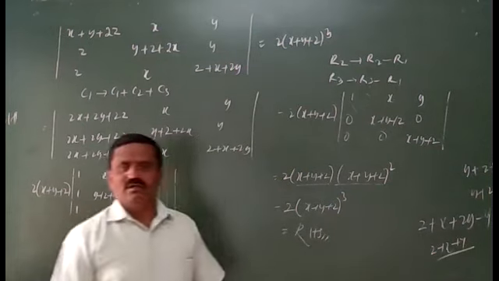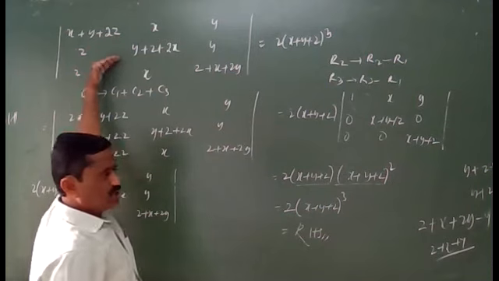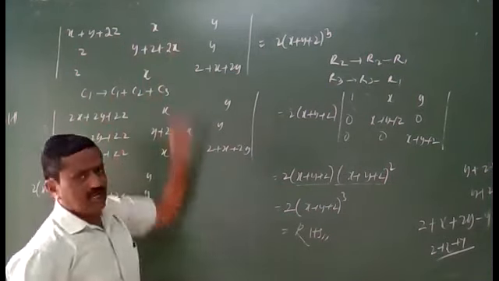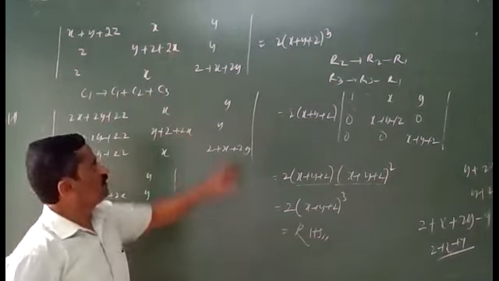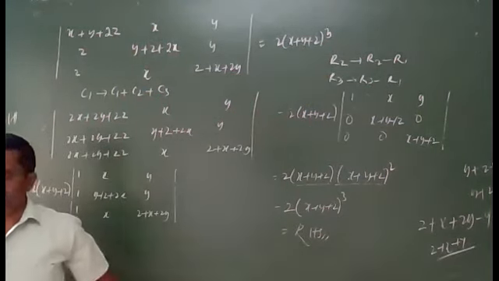Very simple. In determinants, see that if you add rows or add columns, you will get this term. Then proceed, you will get a value. Thank you.